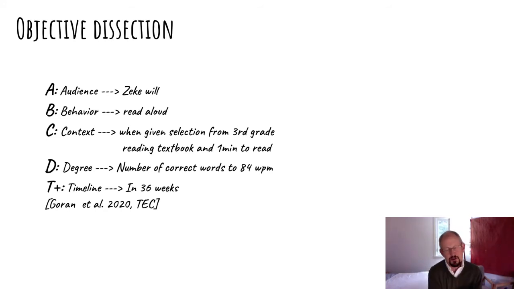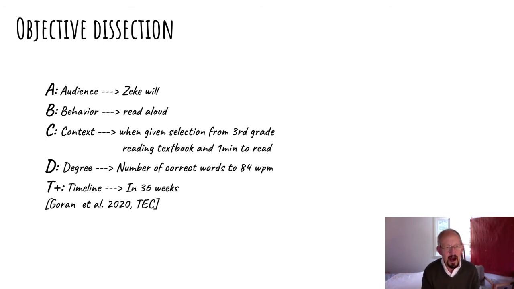So audience clearly is the student, right? Behavior is what they will do, right? Read aloud in this case. Context is kind of the conditions under which it will occur. Degree, D, and T, timeline, is basically the benchmark, right? What's the score you're looking for and over what time course?